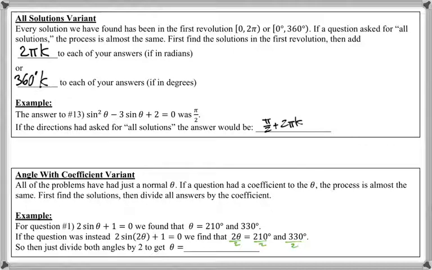And your final answer would be 105 and 165. So the trig equations are basically the same. It's just that if they were to ask for all solutions, you would have these on the end of your problems. And if you had been asked a coefficient in front of the angle, you would have to divide by that coefficient.